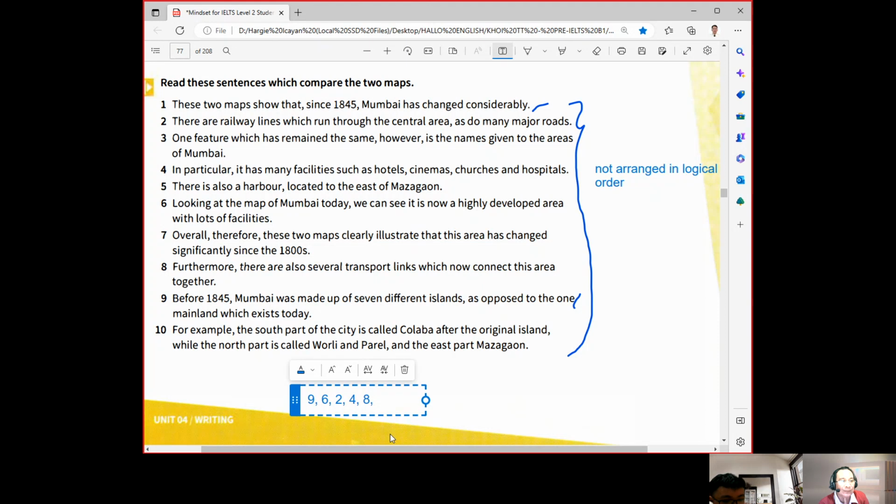Furthermore, there are also zero transport lines without connecting errors. So aside from those facilities that were mentioned, there's also one more facility that you have to mention. So number 5, correct. So that would be the proper order, in sequence, in logical order, right? Because we are talking all about Mumbai, the changes that happened in Mumbai.